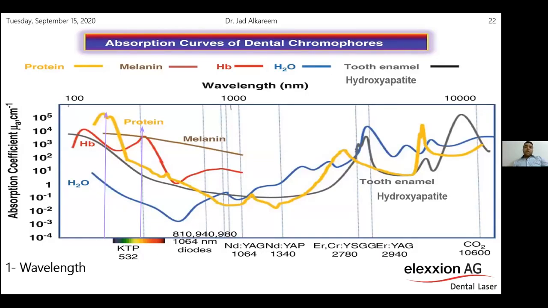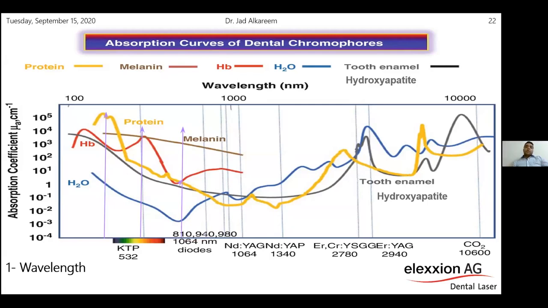Then we will go to the diode laser, and the diode laser has 4 main wavelengths. First, we will go with the 810. As you can see, it is in this area. It has a very, very low absorption into the water and also a very low absorption into the hydroxyapatite. It has good, high absorption into the melanin, and medium absorption into the hemoglobin.